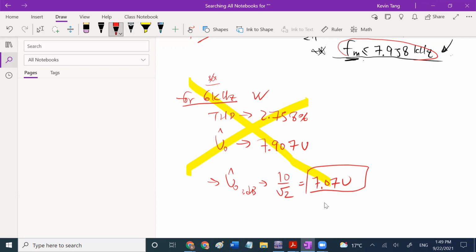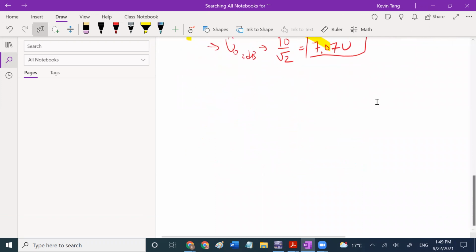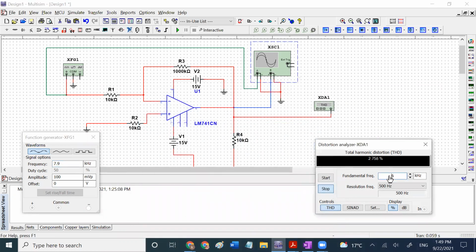All they need to do is test directly for this number, 7.958. So maybe they can do it for 7.9K hertz. As long as this is satisfied, then that's fine. Now, when we go to 7.9K hertz, and we put it here, students will have to find out what the actual numbers are. It may not be 7.9, it may be a little bit lower or higher.